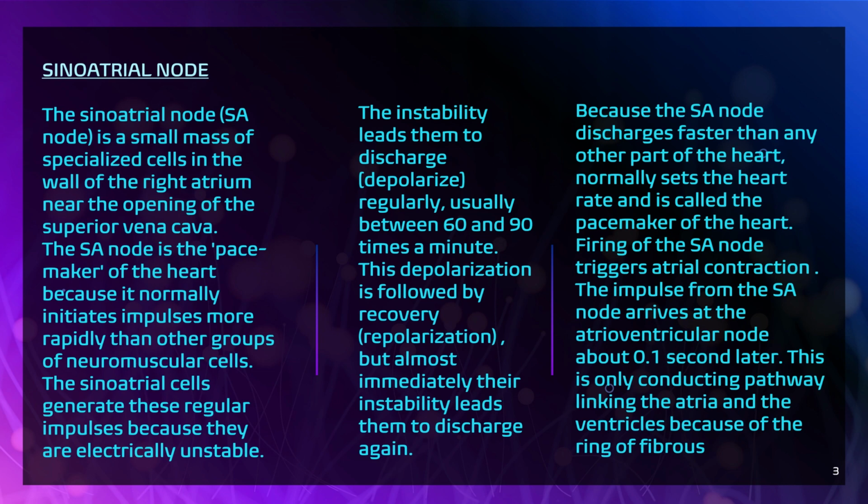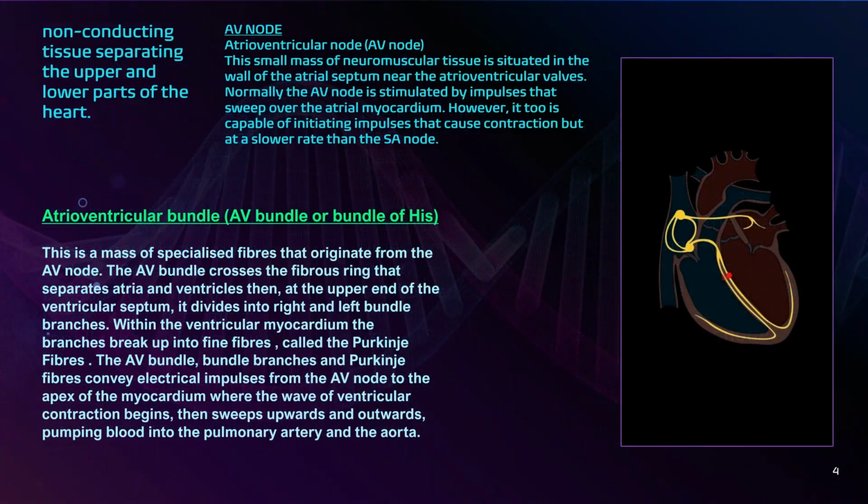Firing of the SA node triggers atrial contraction. The impulse from the SA node arrives at the atrioventricular node about 0.1 second later. This is the only conducting pathway linking the atria and the ventricles because of the ring of fibrous non-conducting tissue separating the upper and lower parts of the heart.